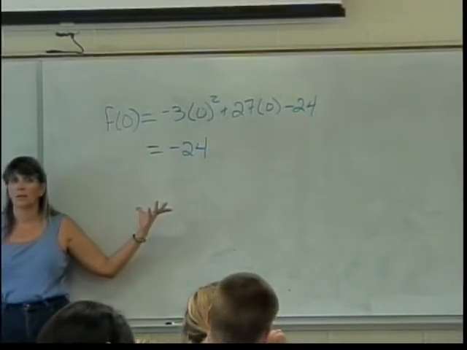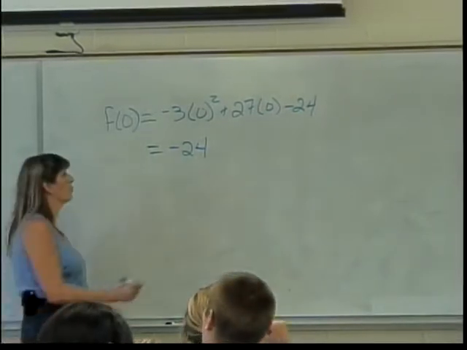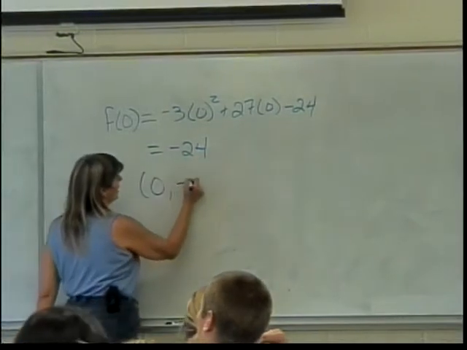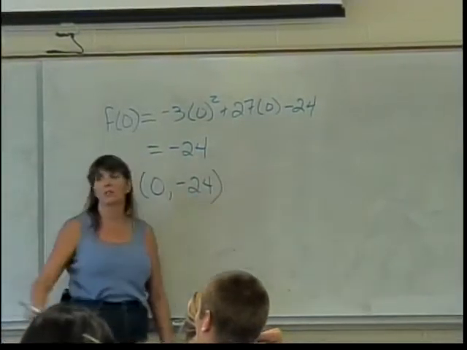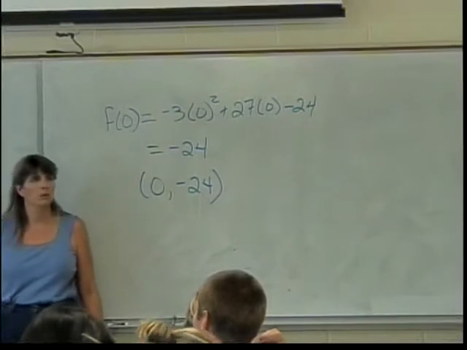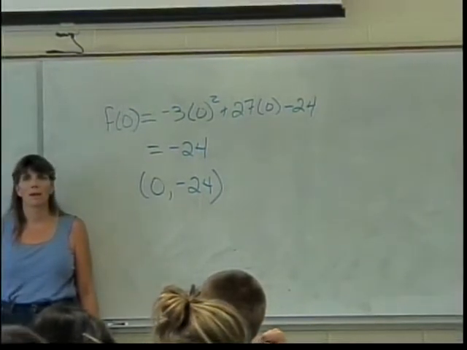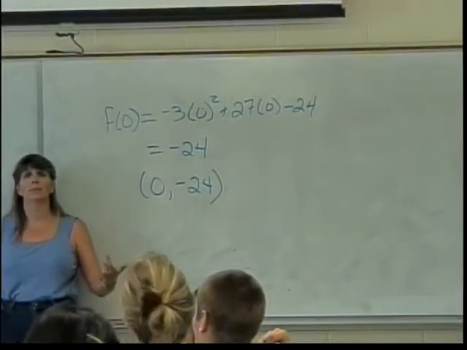Am I done? No. Yes. That's an ordered pair as well. 0, negative 24. Intercepts are always ordered pairs. They're points. Now am I done with the problem?